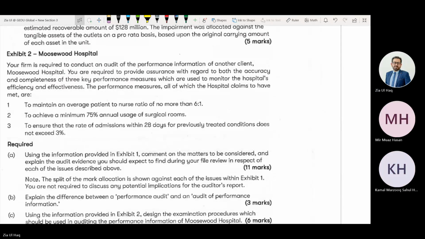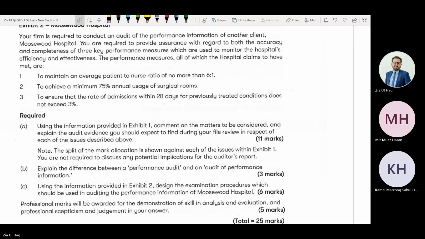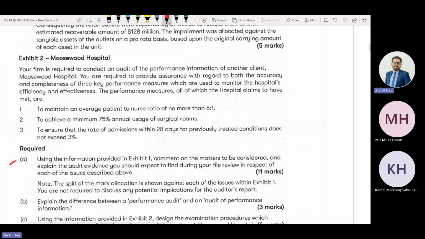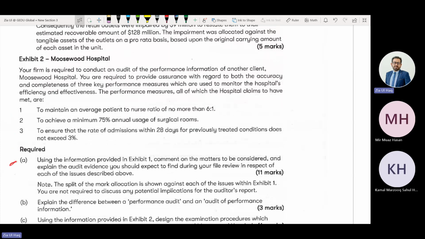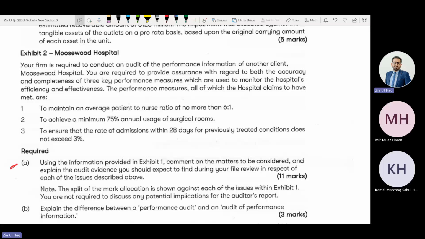Exhibit 2. We have covered requirement A of the question. So requirements B and C are left, and there is some information available in Exhibit 2. Your firm is required to conduct an audit of the performance information of another client, Moosewood Hospital.